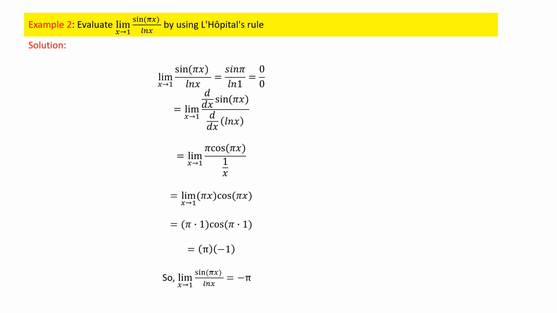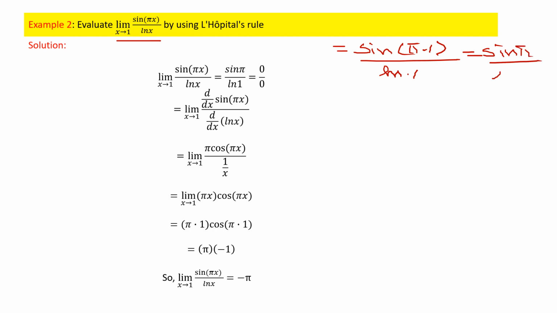Let us move on to question number 2. Evaluate the limit as x approaches 1 of sin pi x over ln x. First let me substitute x equal to 1 in the function. That will give sin pi multiplied by 1 divided by ln 1, so sin pi over ln 1. In the first slide, I told you the sin pi value is 0, and ln 1, the natural logarithm of 1, is also equal to 0. So that will give 0 by 0, so again it is an indeterminate form.